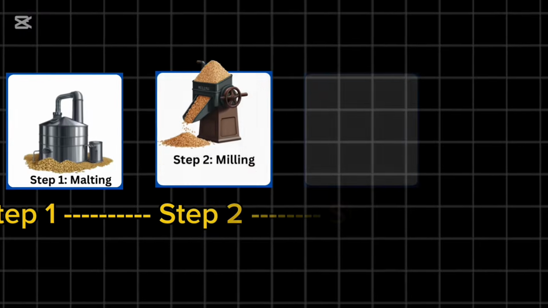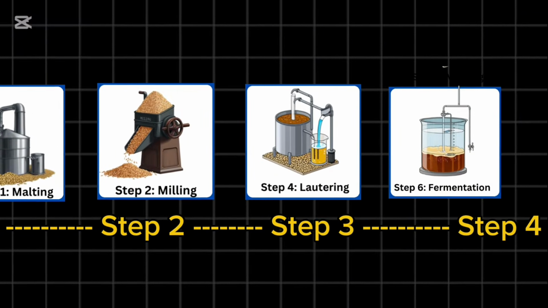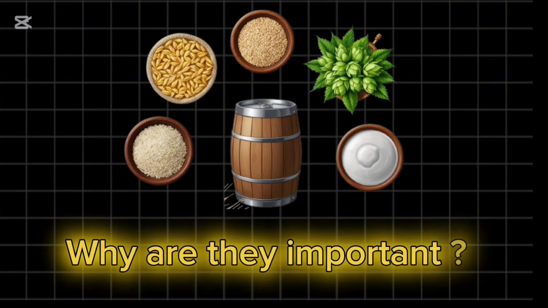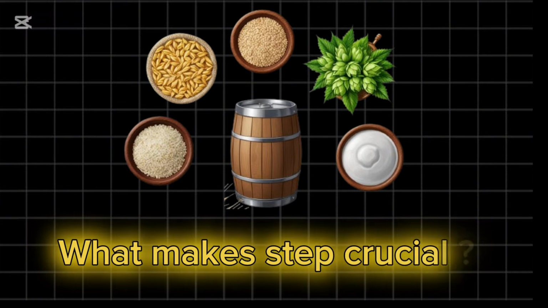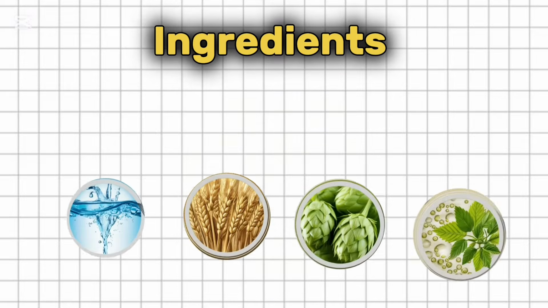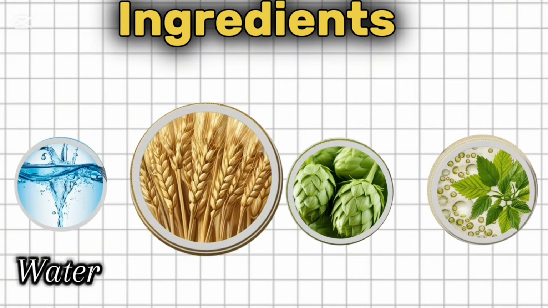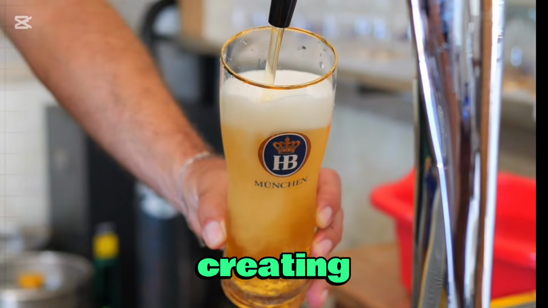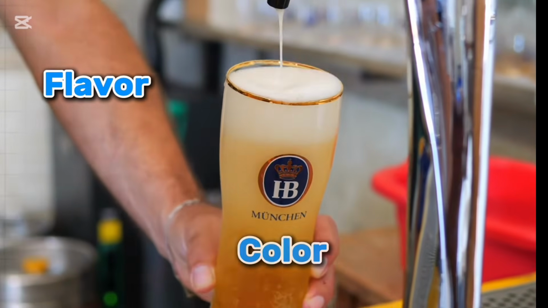Today, we'll take you through the step-by-step process, from malting to packaging. You'll learn when to add key ingredients, why they're important, and what makes each step crucial. Let's get started. Beer is made from just 4 simple ingredients: water, malt, hops, and yeast. Each plays a vital role in creating the beer's flavor, color, and aroma.